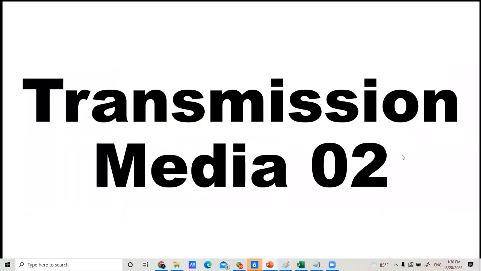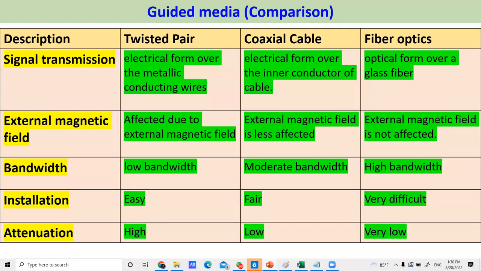Now I am going to do some description about the transmission media that we started last time. Before going to the guided medium, unguided medium, look at this comparison table. Last time we learned about the three types of guided medium: twisted pair, coaxial cable, and fiber optics. This table shows some comparison regarding some descriptions. The first description, signal transmission: how data travels from one location to another. What is the unit available with the medium to transfer the data?